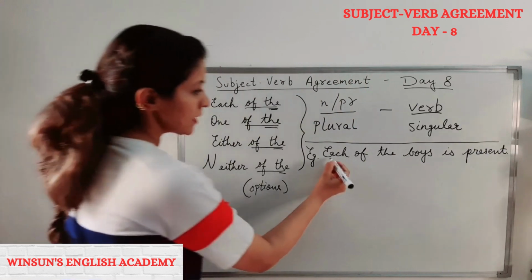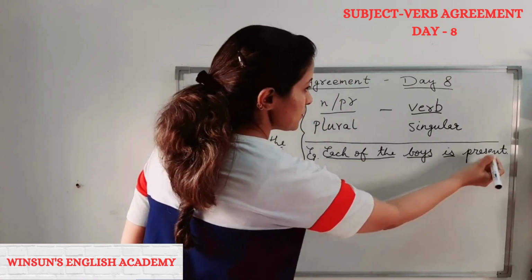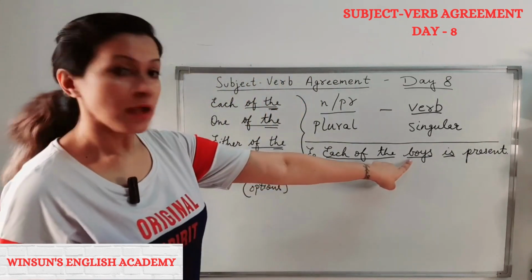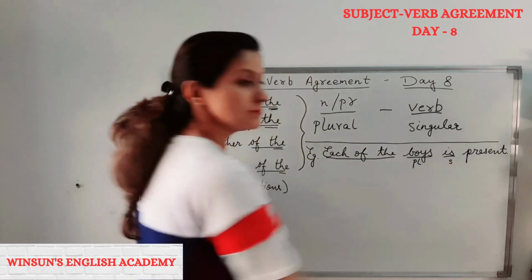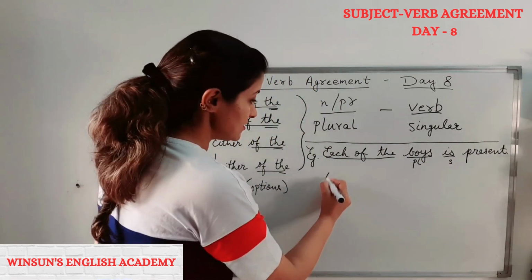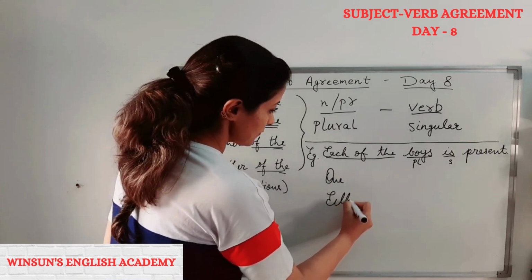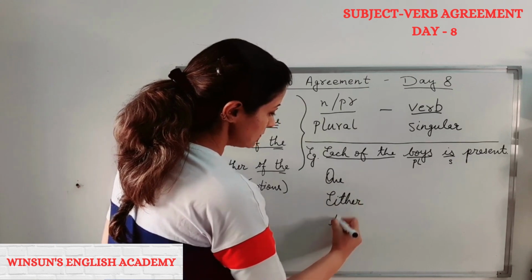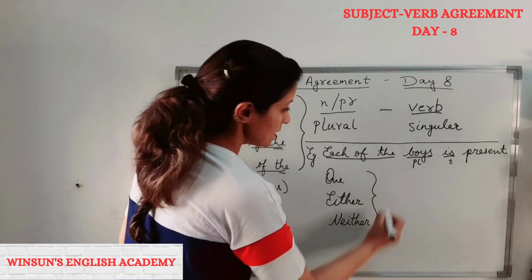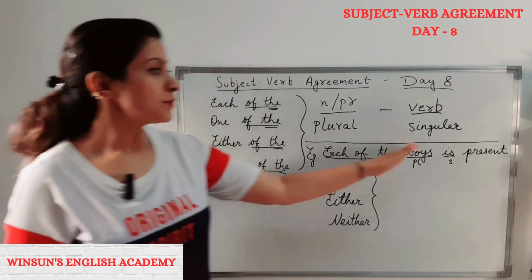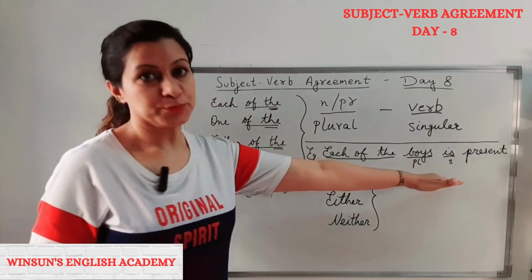Now, each of the boys is present. Now, the noun plural, the verb singular. I can also write it like this. One of the, either of the, neither of the. For all of these, the rule remains the same. One of the boys is present, either of the boys is present, neither of the boys is present.